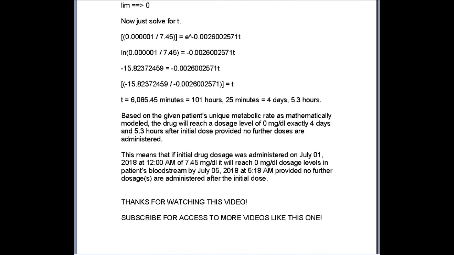Based on the given patient's unique metabolic rate as mathematically modeled, the drug will reach a dosage level of 0 milligrams per deciliter exactly 4 days and 5.3 hours after initial dose, provided no further doses are administered. This means that if initial drug dosage was administered on, let's say, July 1st, 2018 at 12 a.m. of 7.45 milligrams per deciliter, it will reach 0 milligrams per deciliter dosage levels in the patient's bloodstream by July 5th, 2018 at 5:18 a.m., provided no further dosages are administered after the initial dose.